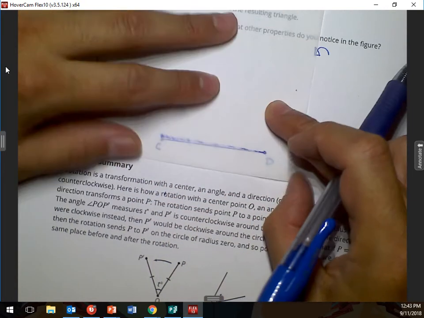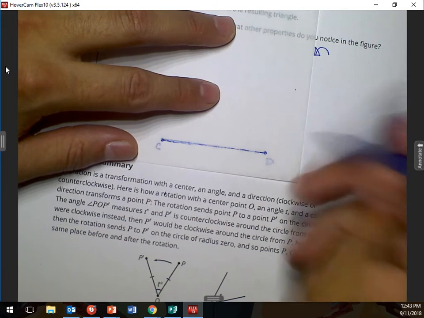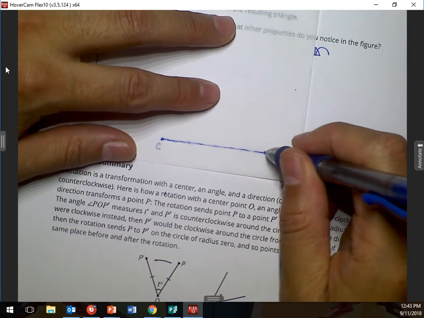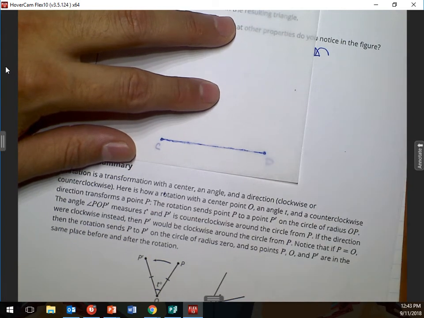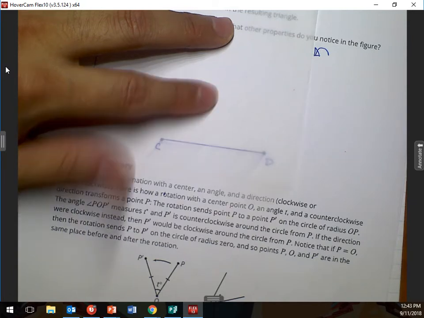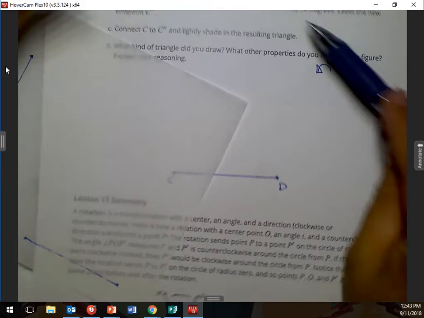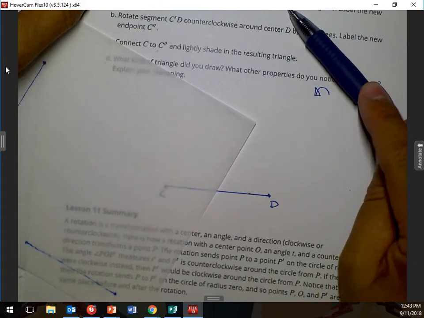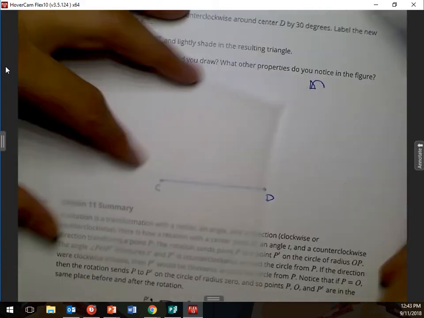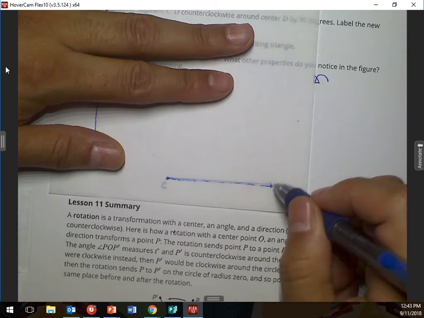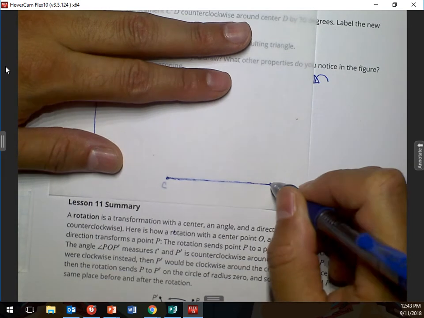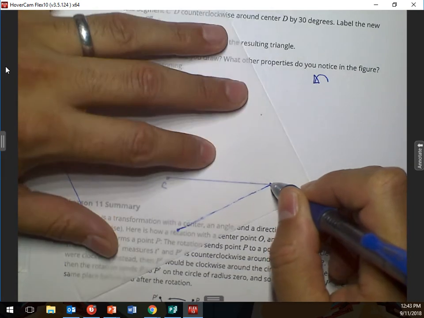Okay, so I have D, right? Now, when I do this, I need to make sure, where am I going to pivot this at? Centered at D, thank you. Let's see. So let's go right here, and that's going to be C prime.